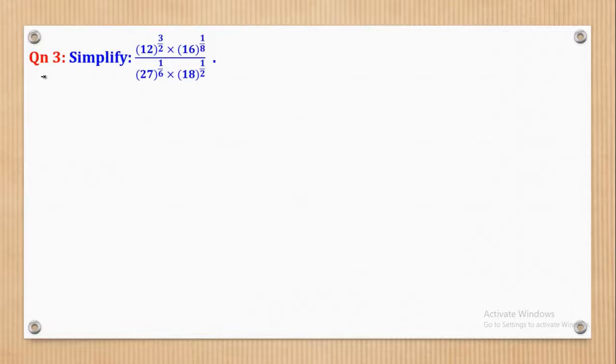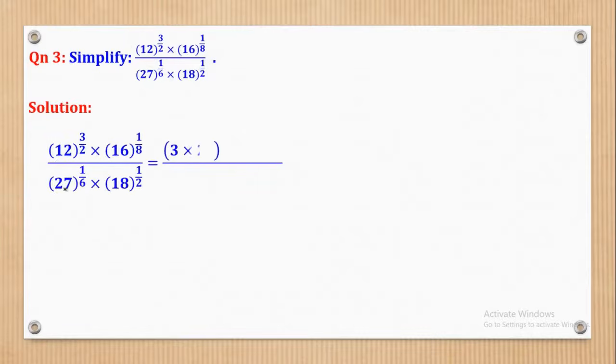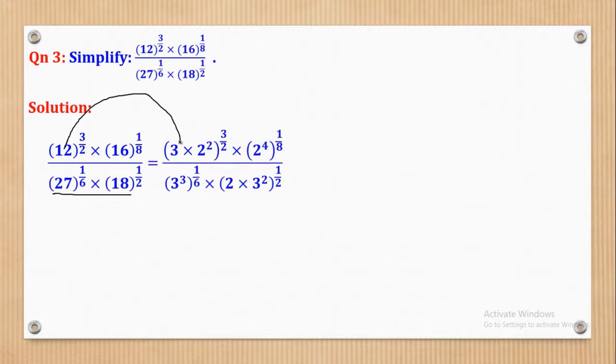So now we shall go to question 3, which says simplify this. So this is what we are given. Next we see that 12 is the same as 3 times 4, therefore that 3 is there, and that 4 becomes 2 to the power 2. Then 16 is 2 to the power 4, 27 is 3 to the power 3, 18 is the same as 2 times 9, but that 9 is 3 to the power 2.